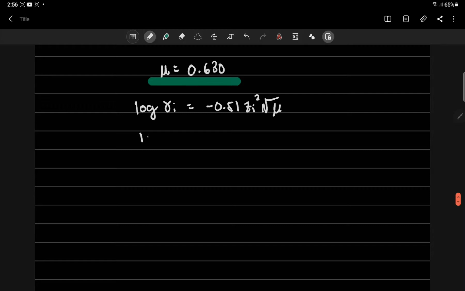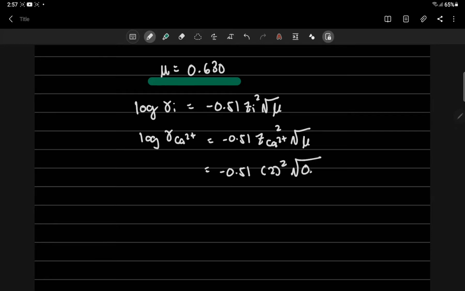So, let me rewrite this equation as log of coefficient of the calcium ion, okay, equals minus 0.51 times the z of the calcium ion squared times the square root of the ionic strength. So, minus 0.51, z of the calcium ion is positive 2, squared, times the square root of the ionic strength, 0.630. So, therefore, you will be able to compute yung coefficient for calcium at mag-i-equal yan sa 0.0240.